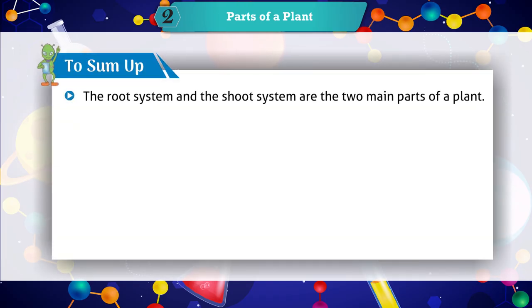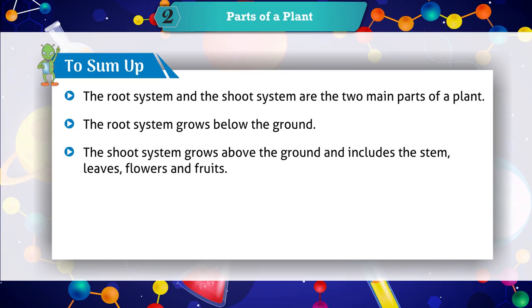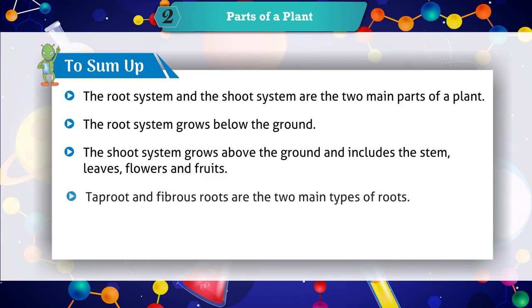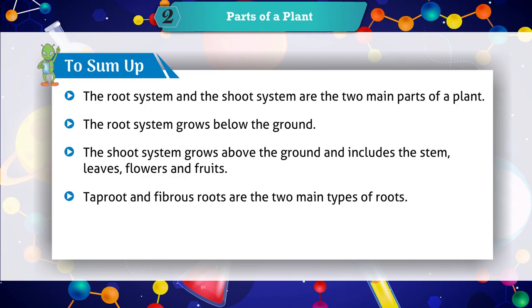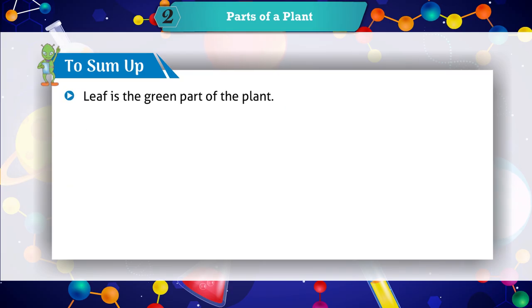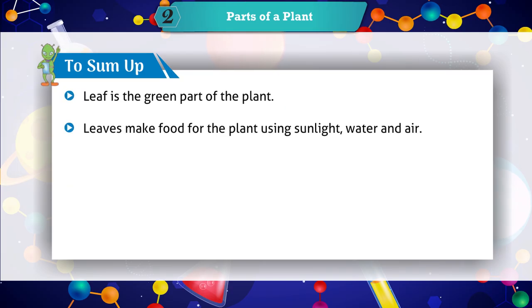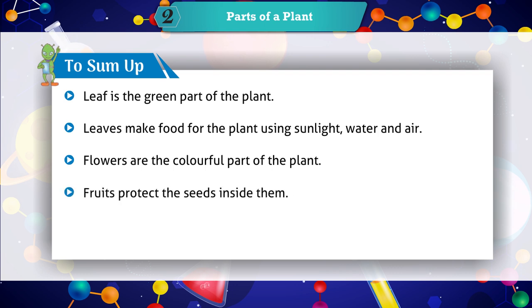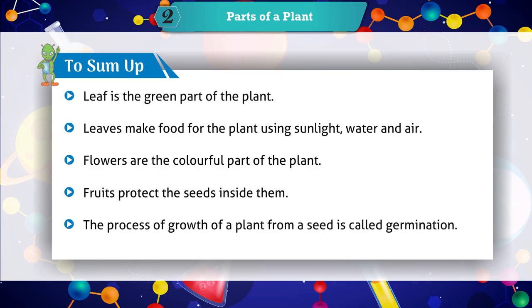To sum up, the root system and the shoot system are the two main parts of a plant. The root system grows below the ground. The shoot system grows above the ground and includes the stem, leaves, flowers and fruits. Taproot and fibrous roots are the two main types of roots. The stem is an important part of the shoot system. Leaf is the green part of the plant. Leaves make food for the plant using sunlight, water and air. Flowers are the colorful part of the plant. Fruits protect the seeds inside them. The process of growth of a plant from a seed is called germination.